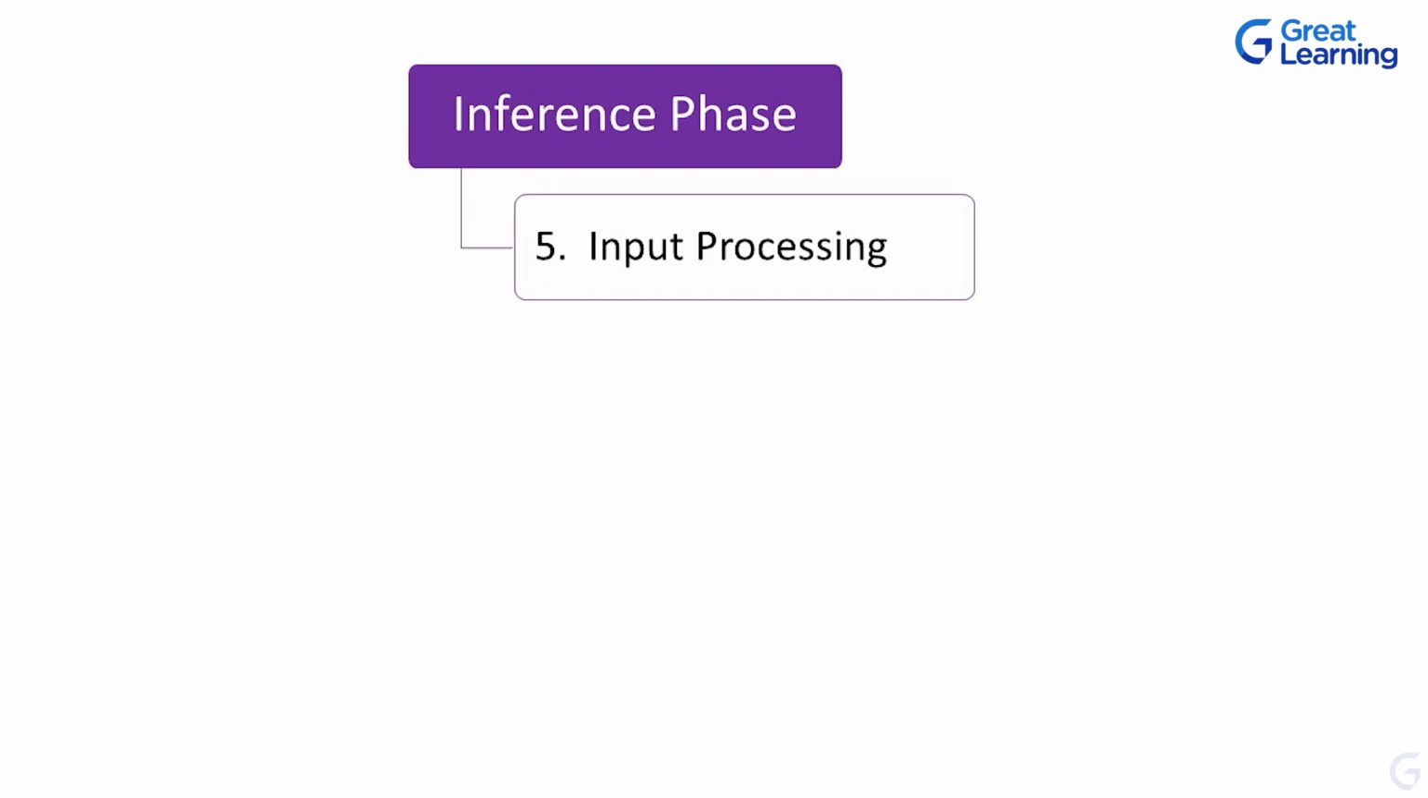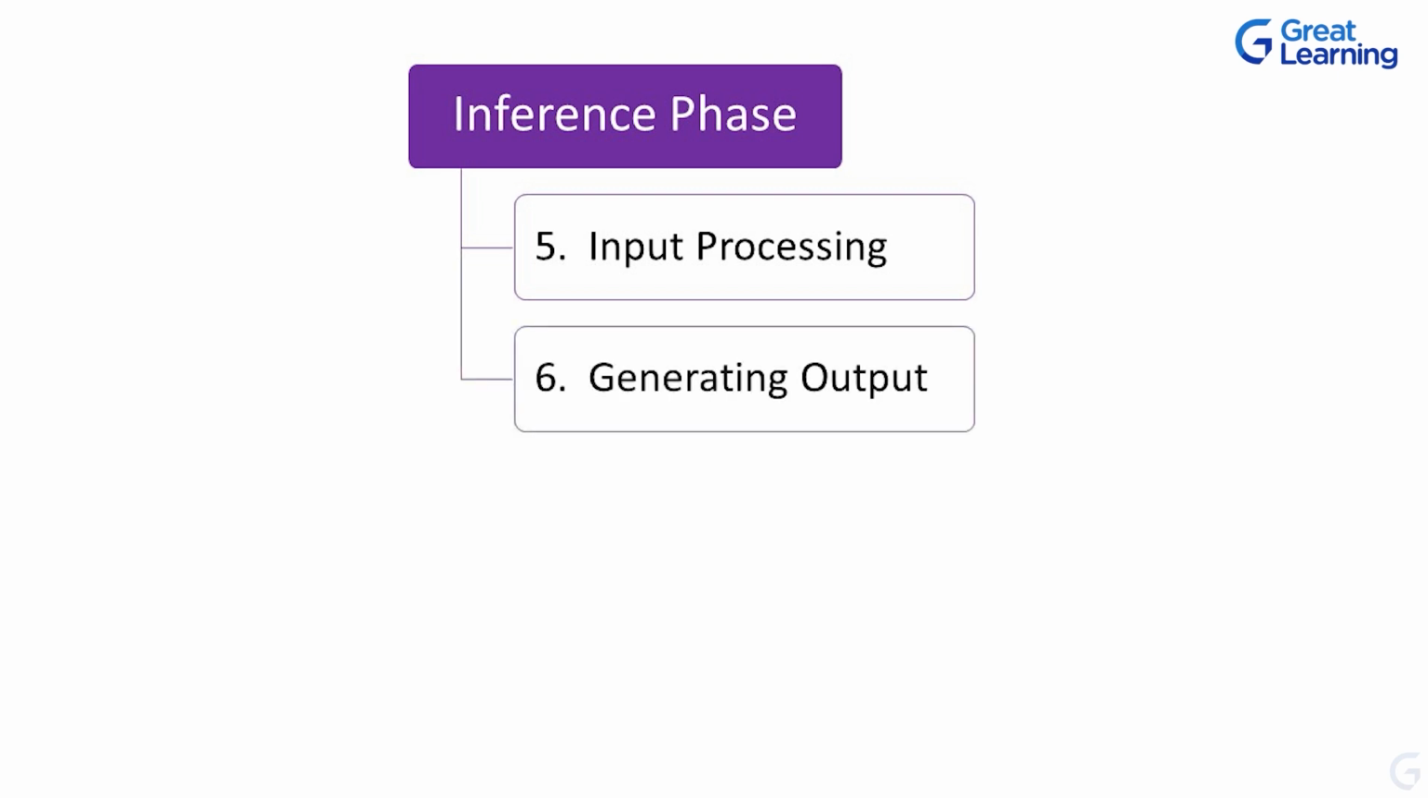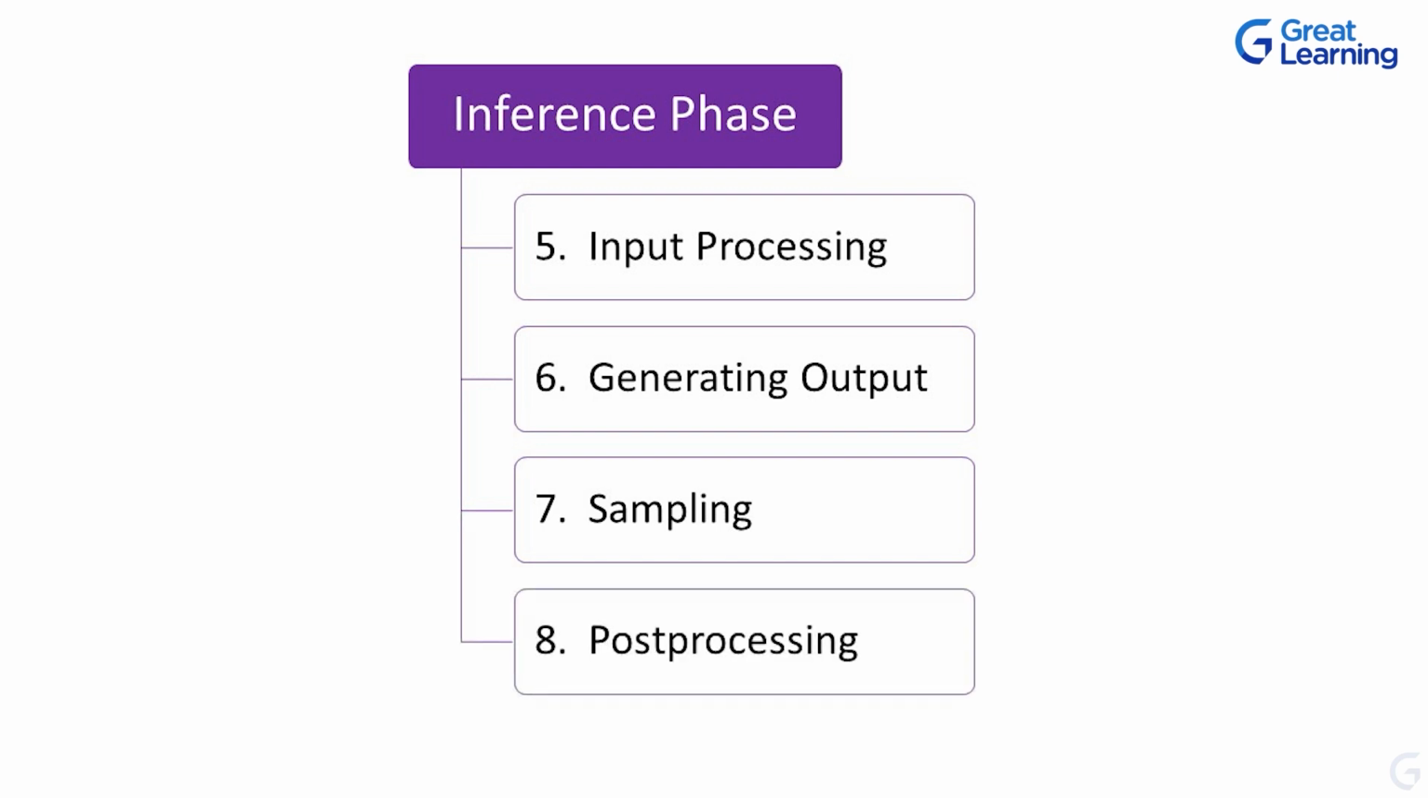Now, coming to the next phase, which is inference phase. It also has 4 steps. Step 1, input processing. That means tokenizing and converting the input text into embeddings. Step 2, generating output. Now using the model to predict and generate the next words. Step 3, sampling, which is selecting words from predicted probability distribution. Step 4, last but not the least, post-processing, which means converting generated tokens back to readable text. After the training phase, in the inference phase, the LLMs will recognize the pattern, sample content, and give predictions.